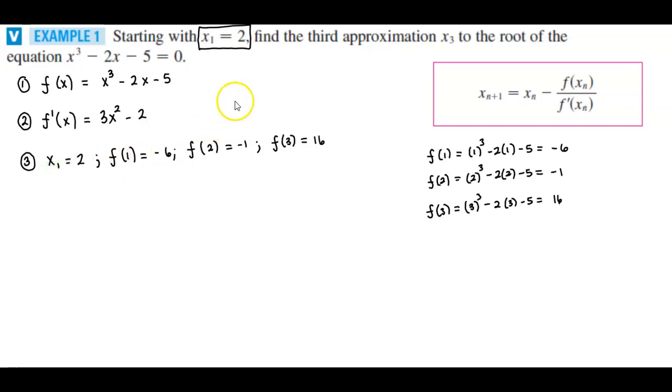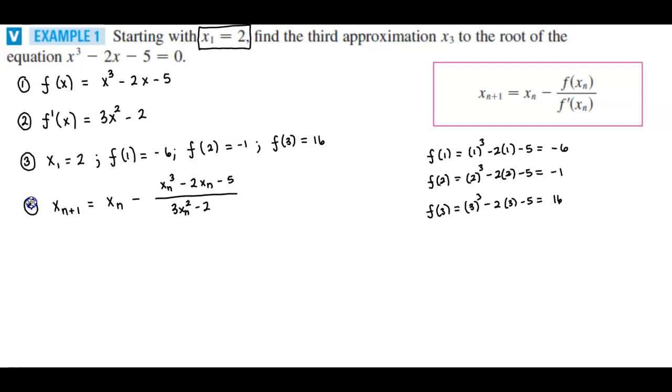Okay, so now we want to use this formula. The formula we want to apply is x subscript n plus 1. So x subscript n plus 1 is going to equal x subscript n minus, well, we're looking at the function f of x subscript n, so in the numerator we're going to have x subscript n cubed minus 2x subscript n minus 5, and then we're going to divide that by 3x subscript n squared minus 2.